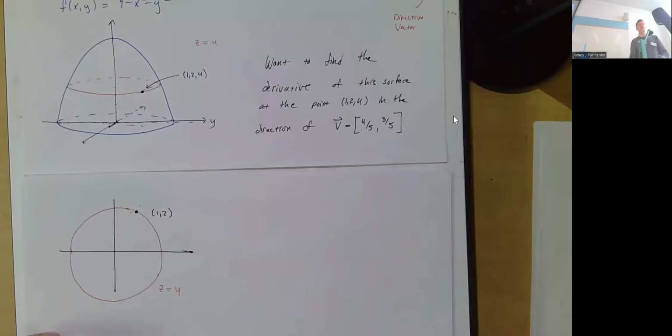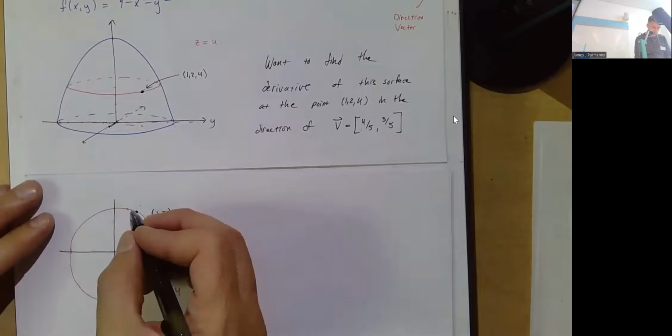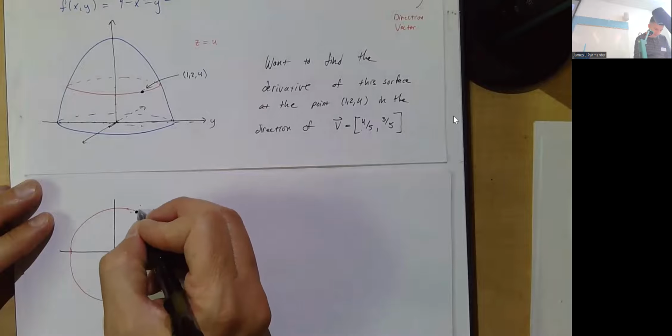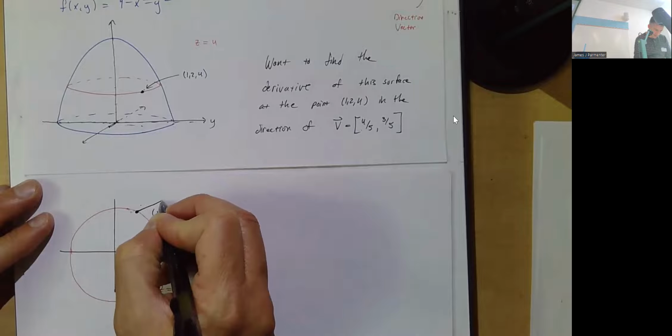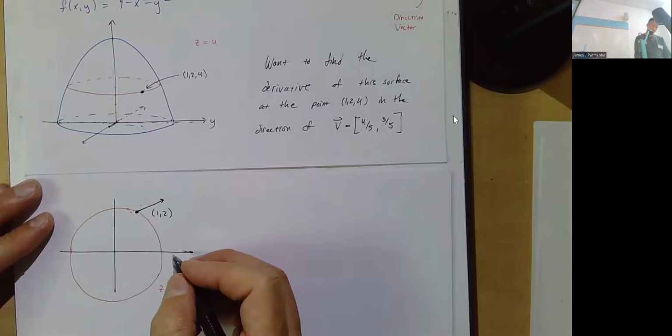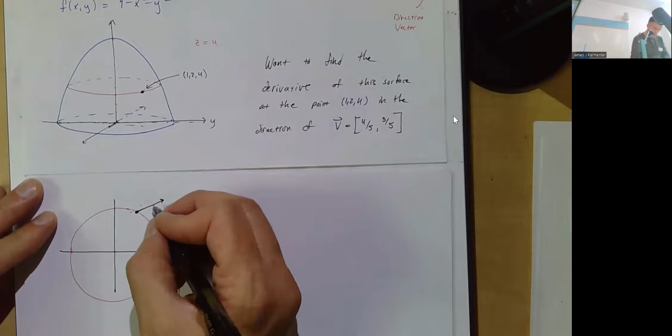I'm really not going to draw it like that. I'm just going to think I'm going over 4 and up 3. 4/5 is 4/3 of 3/5. 4 is 4/3 of 3. I'm thinking going over 4, up 3. So kind of in that direction. So I'm going to draw that line.